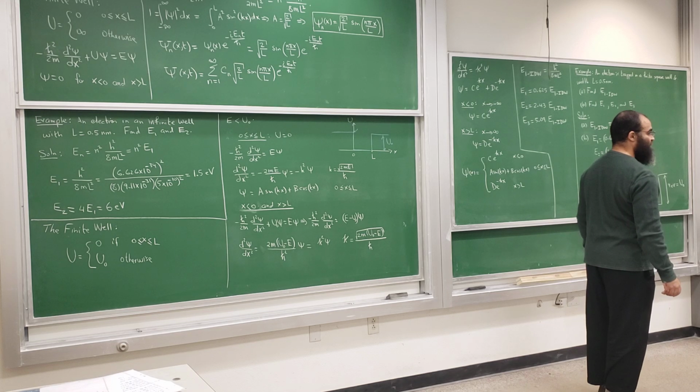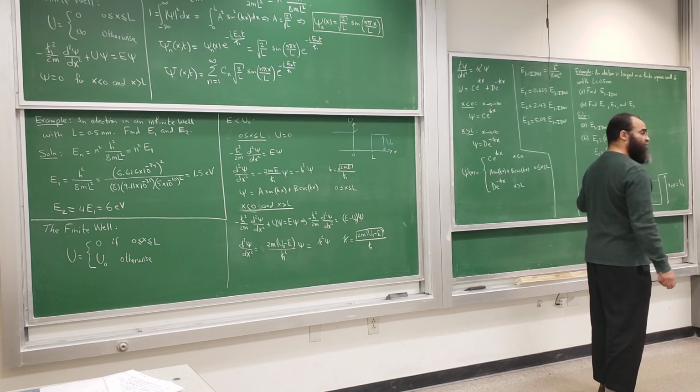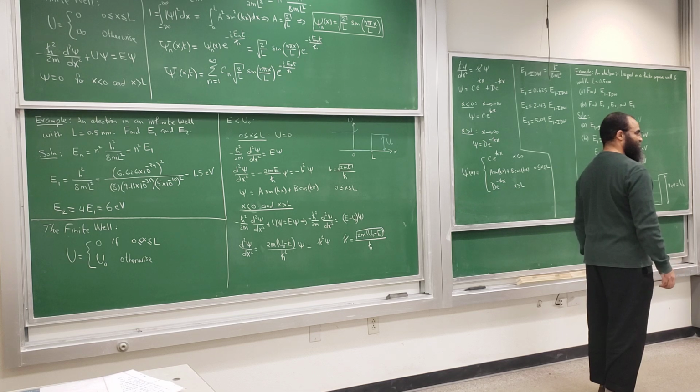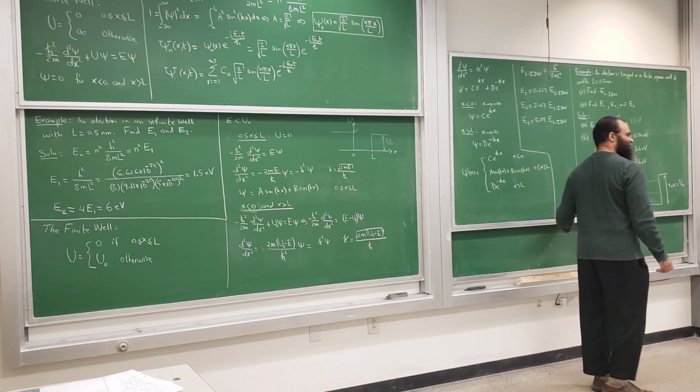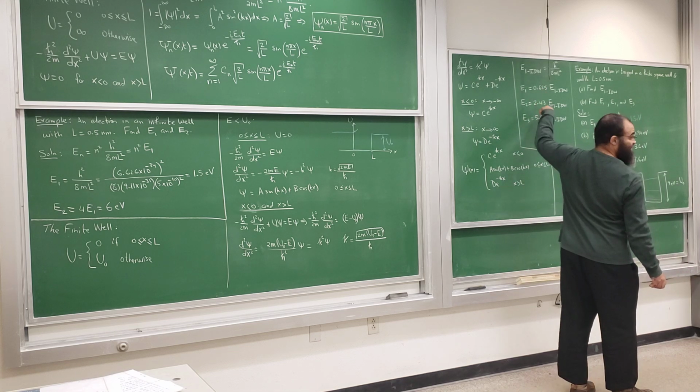So U naught is the max that it could be? Let's say E3 could equal U naught? It could, yeah, it could be up to that. It's hard to match it, but yes. Again, these values here are not exact, they're approximations.